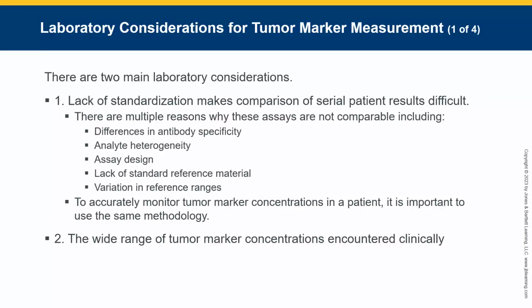So there are two main laboratory considerations. A lack of standardization makes comparison of serial patient results difficult. There are multiple reasons why these assays are not comparable, including differences in antibody specificity, analyte heterogeneity, assay design, lack of standard reference material, variation in reference ranges.